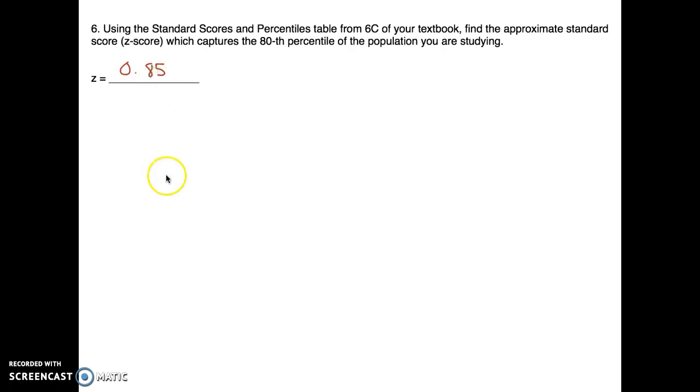And I'm about out of time, so I'm going to stop this recording and then do the next 2 on another recording. So if you want to see number 7 and number 8, watch the second recording for 6C.